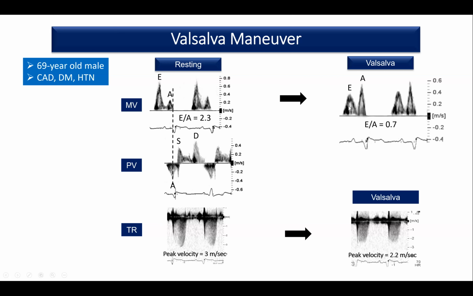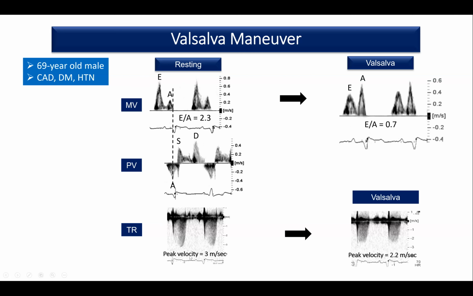With Valsalva, this patient reverses. You go from a restrictive pattern into an impaired relaxation pattern. The E velocity goes down, the A velocity goes up. Not only does it go up in velocity, the duration goes up as well. So the left atrial stroke volume goes up, and the E to A ratio goes down from 2.3 to 0.7, more than a 50% decrease in the E to A ratio. So there is reversibility here.